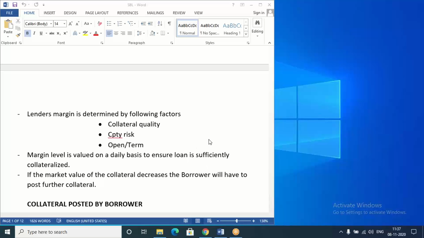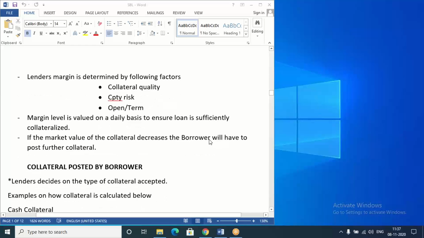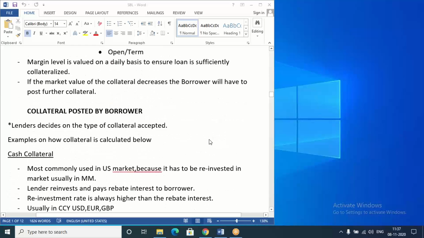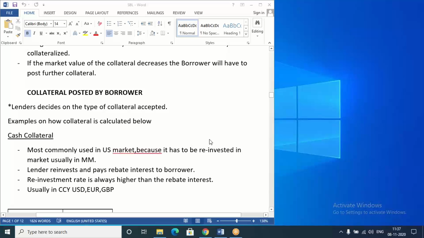Okay. So now we'll talk about collateral posted by the borrower and examples of how it is calculated. Typically, lenders decide on what type of collateral to accept. If a lender is loaning out securities, he can ask the borrower either to give him cash as collateral, or instead of cash, non-cash collateral. So it's up to the lender to decide what he wants as collateral.